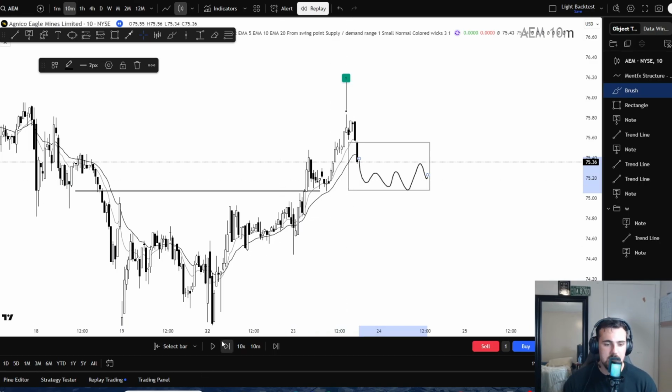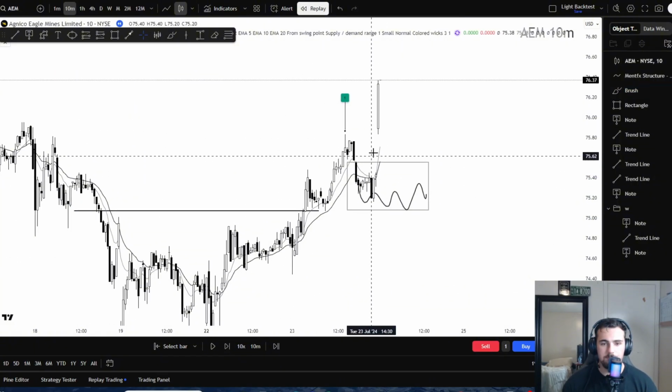So let's just play out these candles here. You'll see it's just chopping around, right? There's nothing to do here. And then big push.